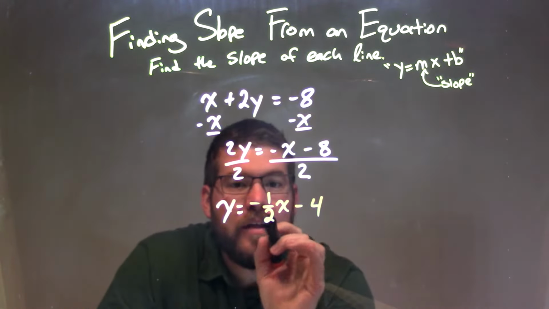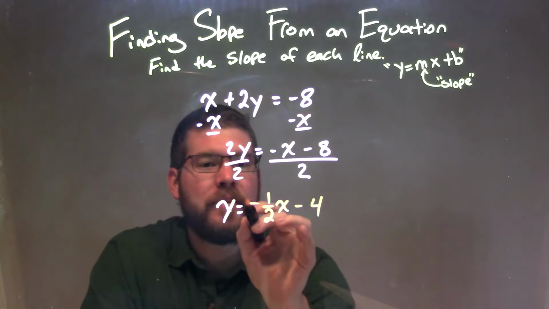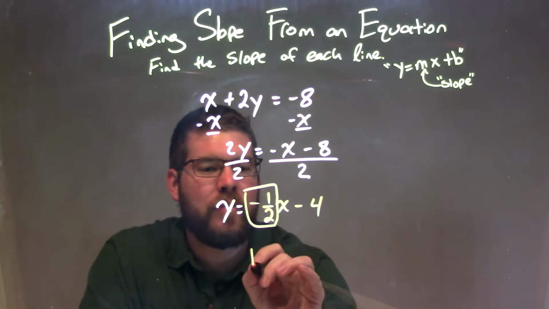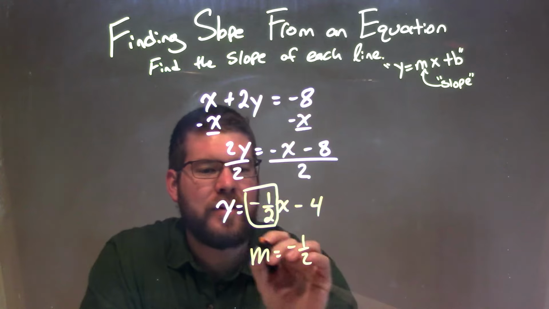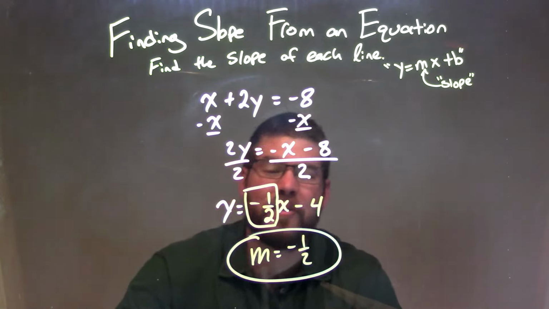We can see that the m value is negative 1/2. That's right in front of the x value right there. So we have m equals a negative 1/2. And that is our final answer, our slope.